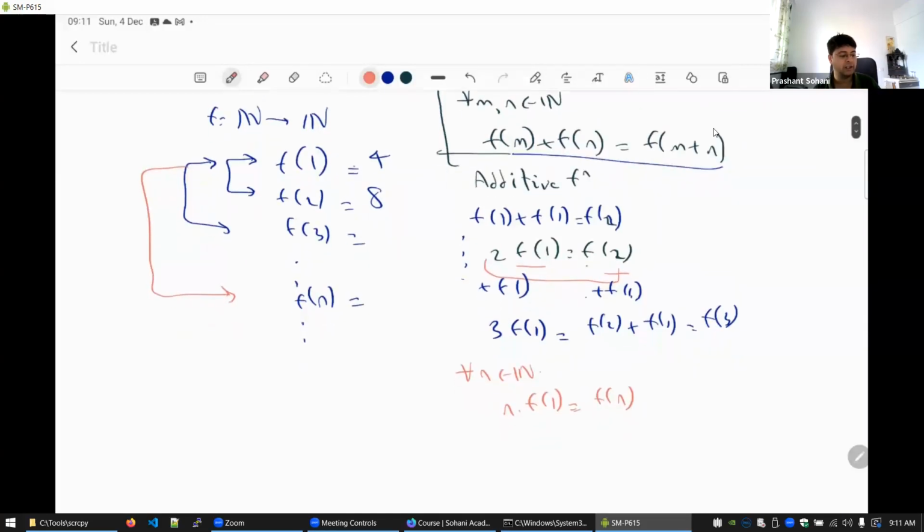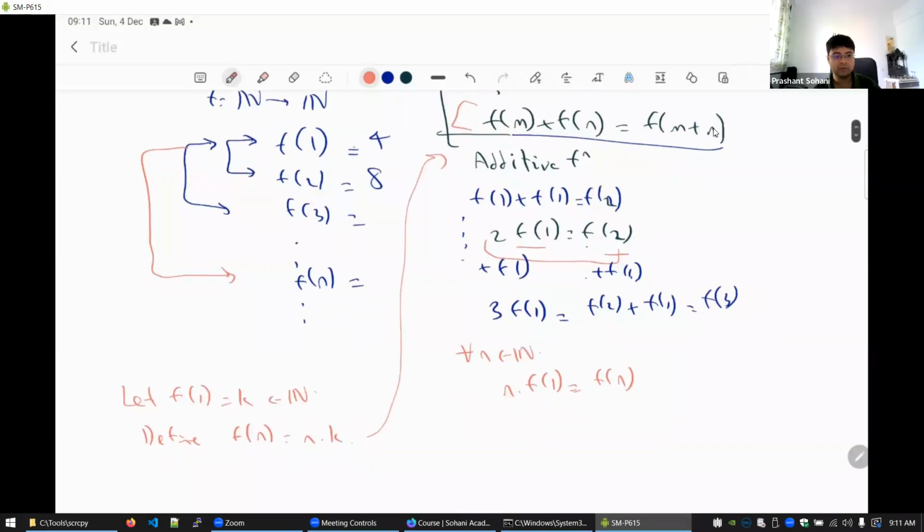And that is one thing, and the other part is that you are free to choose any value for f of 1, because we can verify that: let f of 1 be equal to k, where k can be any natural number of your choice. Then if we define the function as f of n equal to n times k, we can check that this definition satisfies the given condition f of m plus f of n. So in this problem also, we don't have a unique solution for the function f. We have in fact a whole family of possible functions.